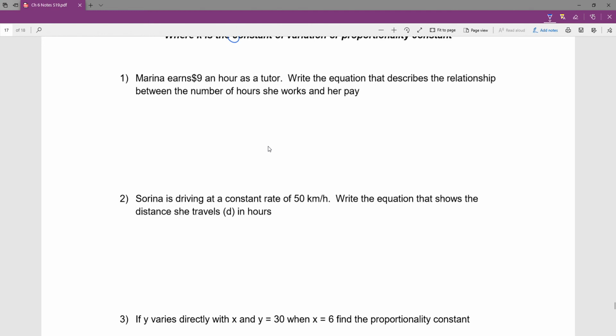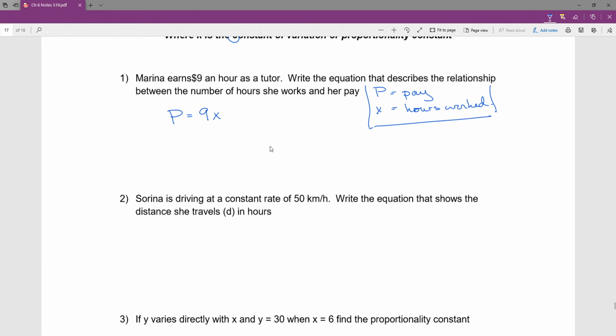So let's take a look at this one. Marina earns $9 an hour as a tutor. Write an equation that describes the relationship between the hours she works and her pay. So her pay would equal 9 times the hours that she worked. And so in here, P is her pay. And you could use an H or whatever. I use an X for the hours worked. And it's starting with one that's intuitive. You totally know how to do that stuff.